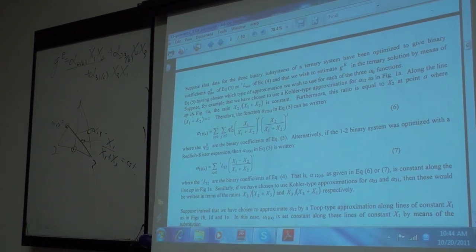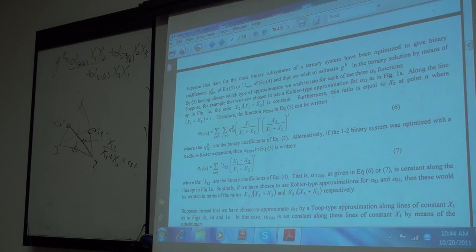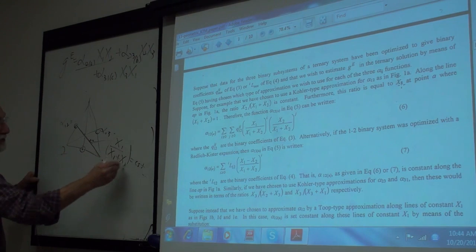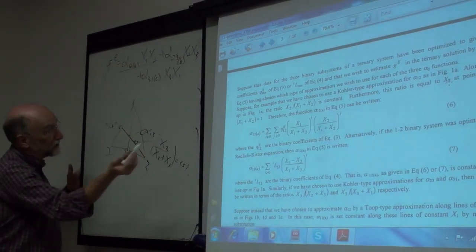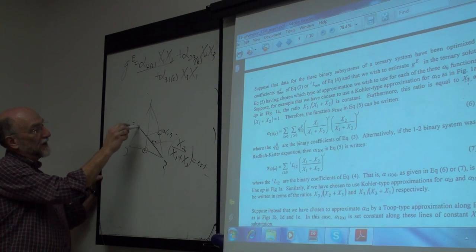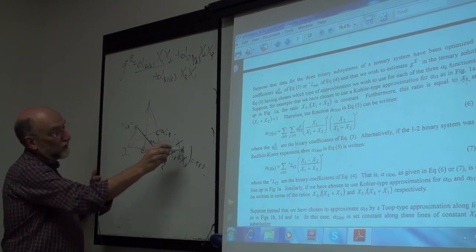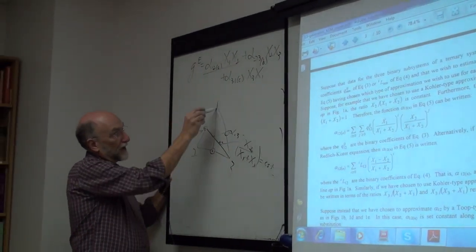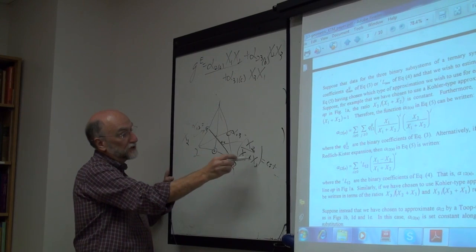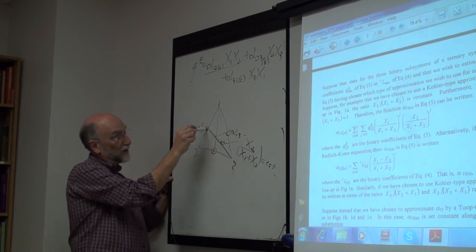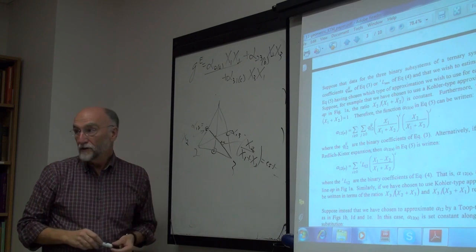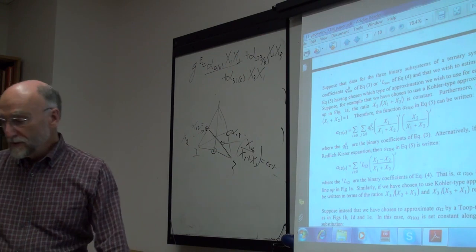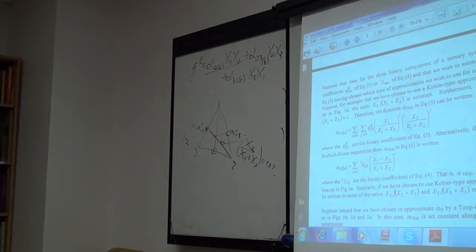Along that line, the ratio x2 is constant. Furthermore, this ratio is equal to x2 at this point here. Okay, this ratio is constant along this line. Let's say x2 is also x1, x2 is their constant, and at this point, x1 is equal to x2, because on the binary system here, x1 plus x2 is equal to 1. It's not equal to 1 in the ternary system. Okay, so at that point, this ratio is equal to.